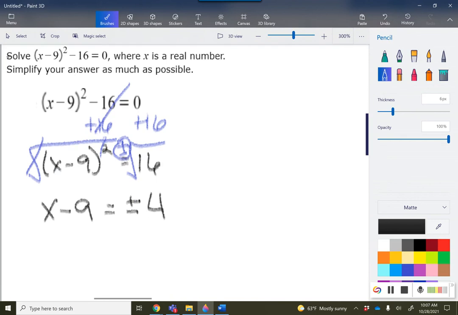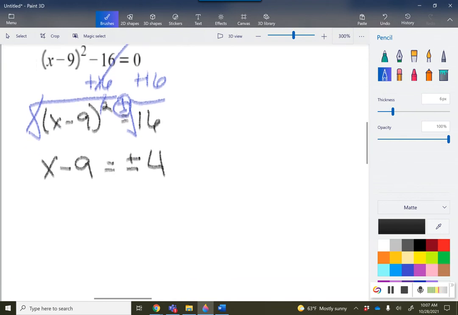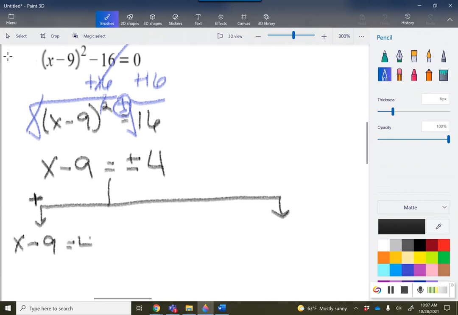Okay. So since that square root worked out nice and pretty, it is a whole number instead of another radical left over, we're going to take this and break it into two equations. We're going to break it into one for the positive, so that'd be x minus 9 equals 4, because we're doing the positive. And one for the negative, so that would be x minus 9 equals negative 4.